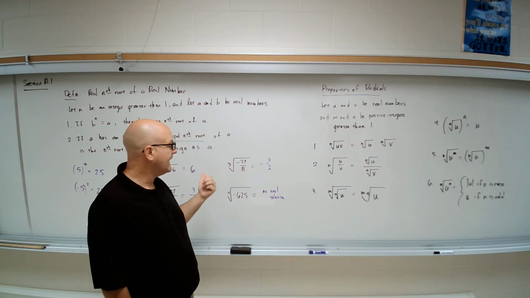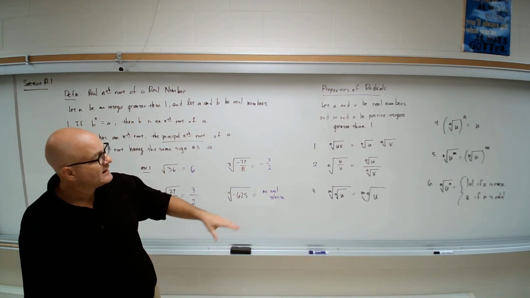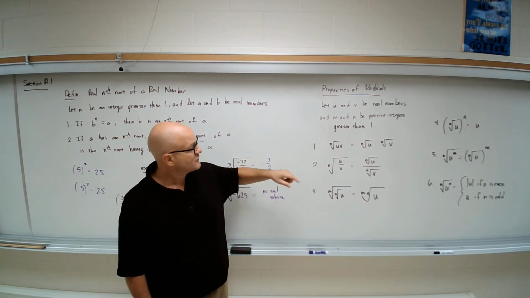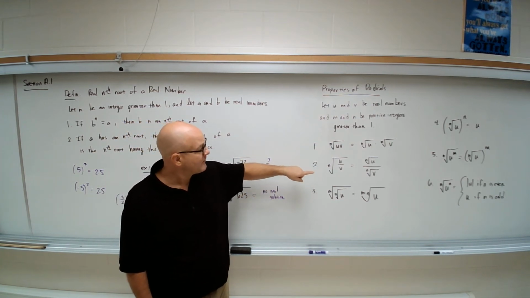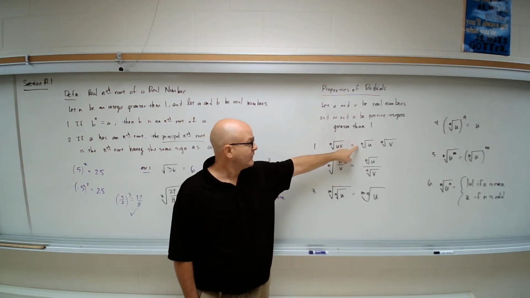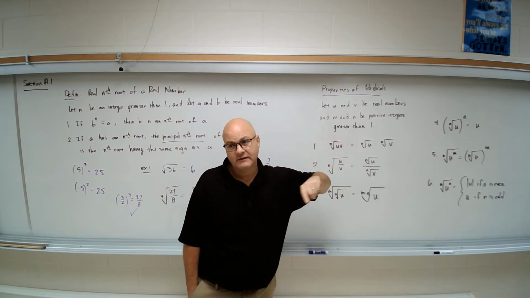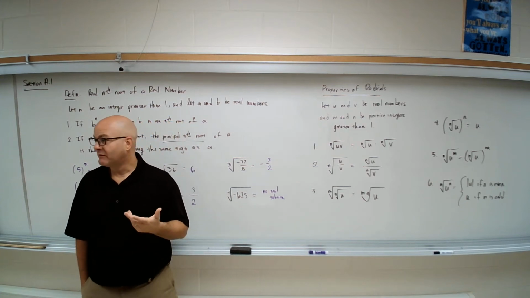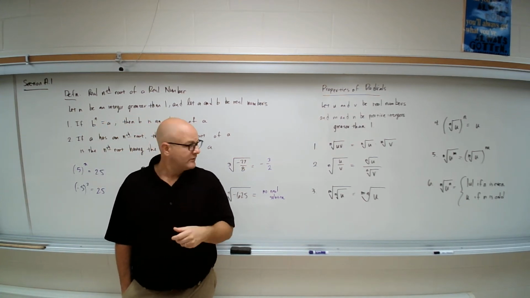It's not really learning names, but we're going to actually do these. And these 6 properties will be very helpful. Here, the first one is kind of think of it as a product property. If you have the nth root of a product, it's just the nth root of the first term times the nth root of the second term. That's really the idea behind how we simplify radicals.